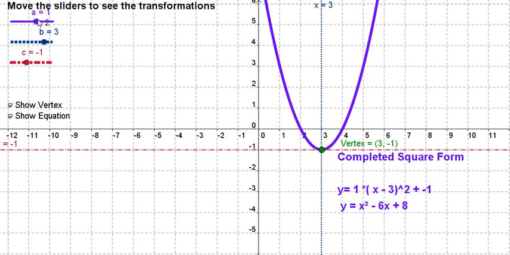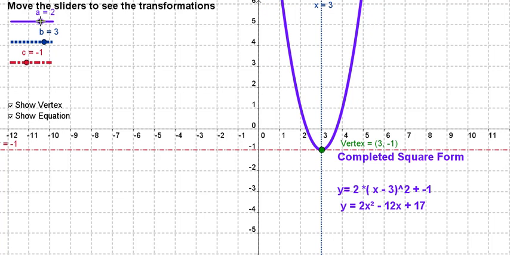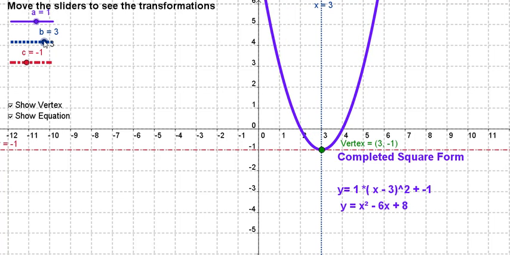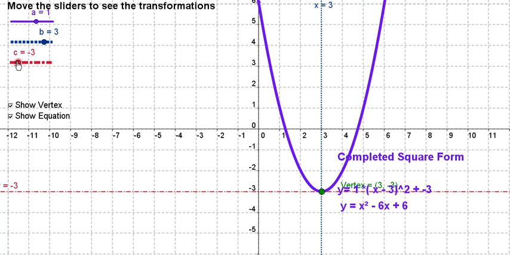Okay, so as I change that, the functionality is the same. It's moving it up and down or left and right. That's the completing the square graphs.